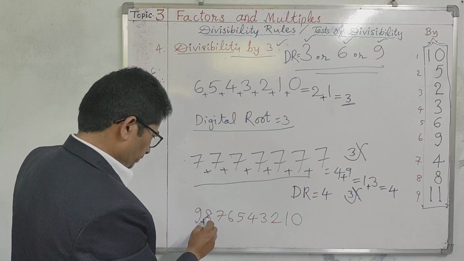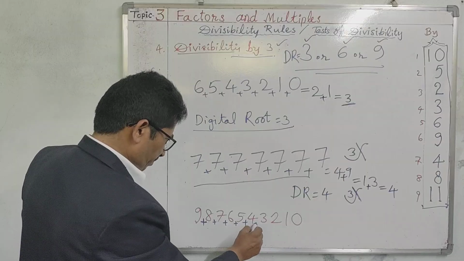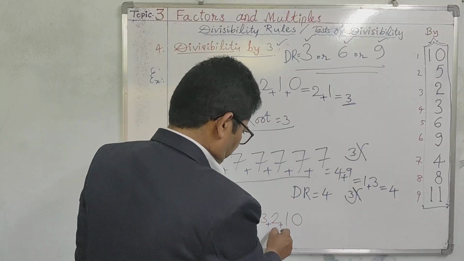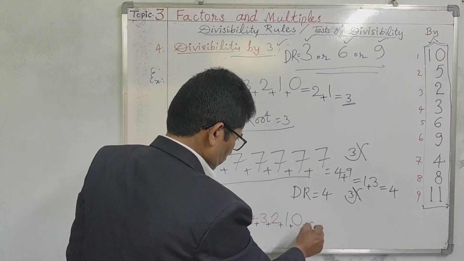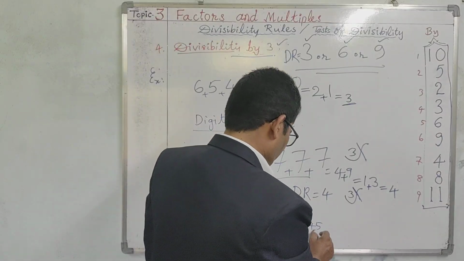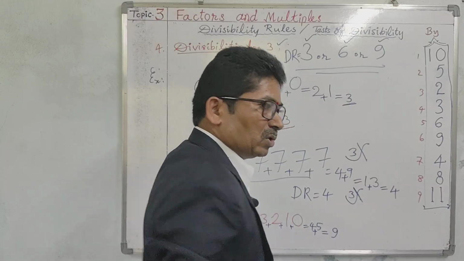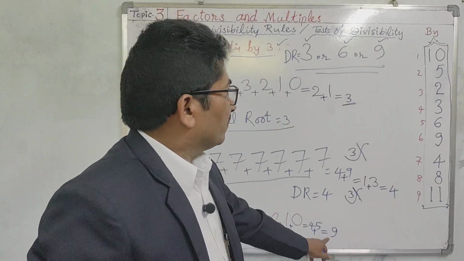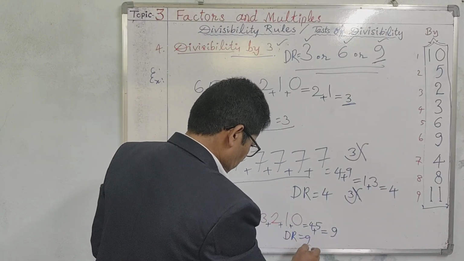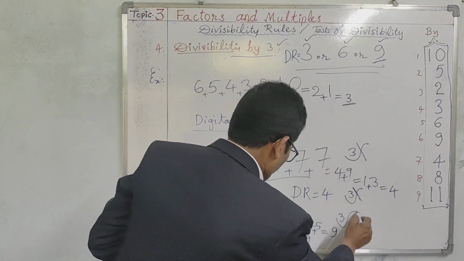9 plus 8, 17, 24, 30, 35, 39, 42, 44, 45. So 45. Is this the digital root? No. Here we have a 2-digit number. That's why add once again. 4 plus 5, 9. So we got 9. The digital root of this number is 9. So that's why this big number is also divisible by 3.